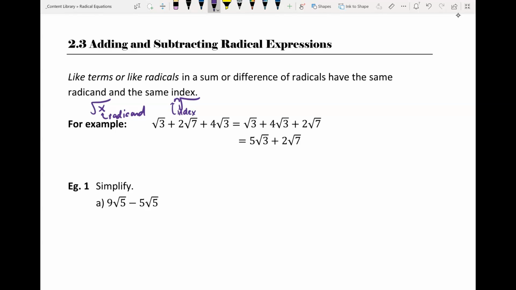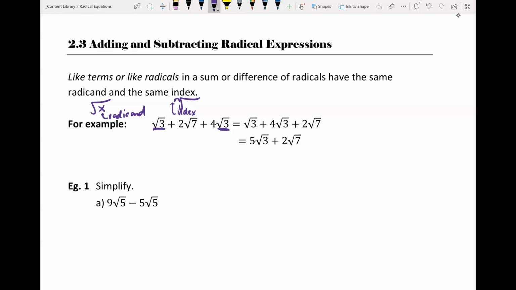So for example, if we are looking to simplify root 3 plus 2 root 7 plus 4 root 3, our like terms are going to be root 3 because it shares the same index and it has the same radicand. We can't do anything with 2 root 7 because there's not another term to go with it. So we leave that one alone.